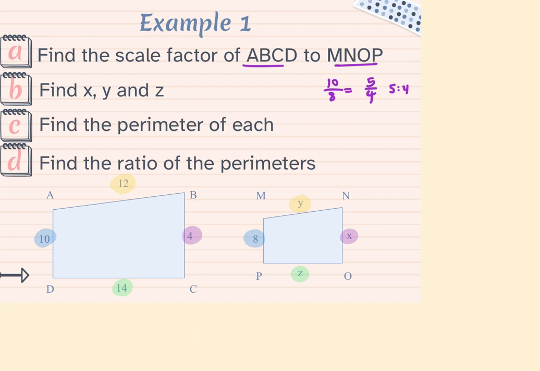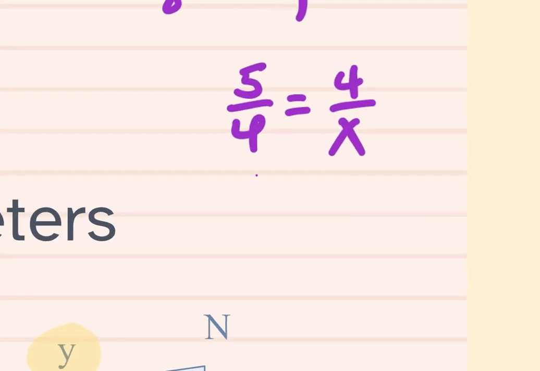So then it says find X, Y, and Z. So every single ratio should equal 5 to 4. Which means if I want to find X and X matches the 4, I can say 5 over 4 equals 4 over X. So I went left to right on the initial scale factor, which means I have to go left to right on the other ratios. And then from here, we can cross multiply. I get 5X equals 16. Divide both sides by 5, and X equals 16 over 5.